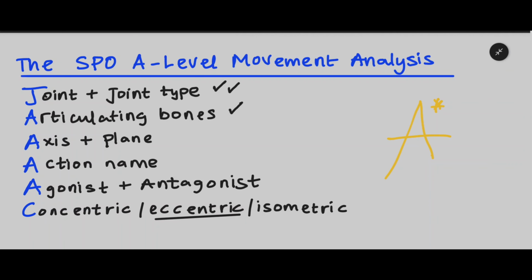Now, what happens when we are standing back up is that same thing again at the hip joint, which is a ball and socket joint, articulating bones, pelvis, and the femur. Again, sagittal plane, transverse axis. The action name this time is hip extension because we are going up. The main agonists, again, gluteals and the quadriceps, with the antagonist being the hamstrings. But this time, they are contracting concentrically to move you upwards.